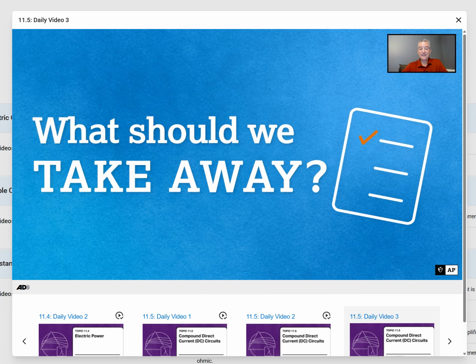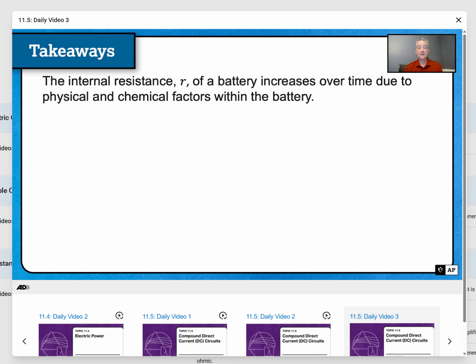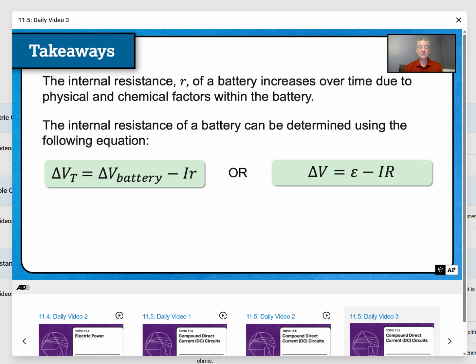So what should we take away? The internal resistance r of a battery increases over time due to physical and chemical factors within the battery. The internal resistance of a battery can be determined using the following equation. The terminal voltage is simply equal to the voltage of the battery, in other words, when you buy this battery in a store, that's what you expect to actually get if there was no internal resistance at all within the battery, minus I times r. I is the current moving through the circuit, and little r represents the internal resistance of the battery.